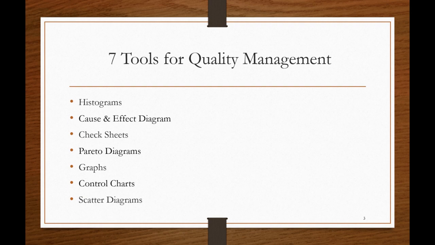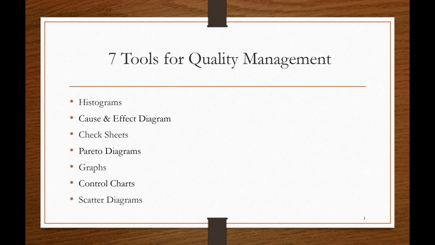Third one, check sheets. It's a structured, prepared form for collecting and analyzing data. It's a generic tool that can be adopted for a wide variety of purposes. Pareto diagram or Pareto chart, a bar chart that shows which factors are more significant. Then comes the run chart, used to study how a process changes over time.